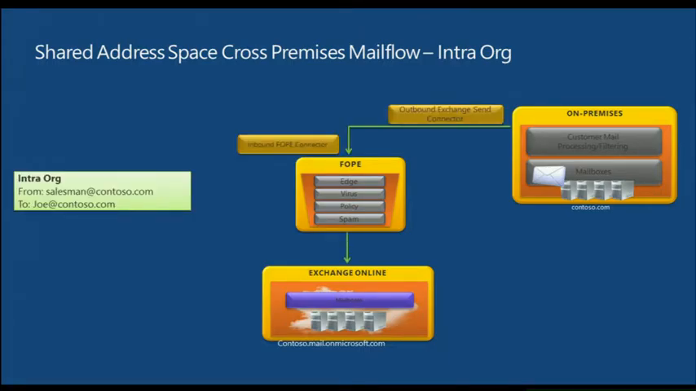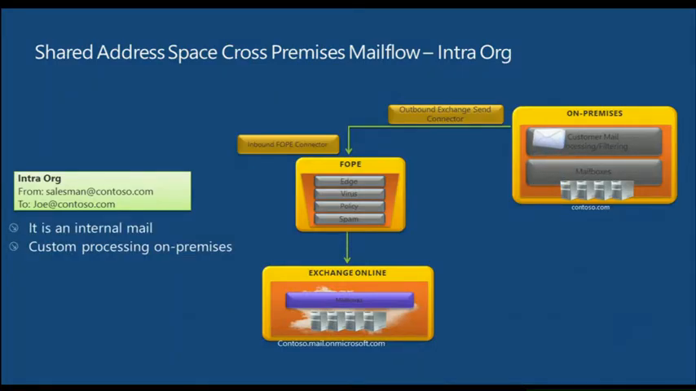So, again, send and outbound and inbound connectors. So the mail will come from the sales guy at contoso.com, and it's coming to Joe at contoso.com. And these guys are both in the same organization. So the mail flows, it goes through any of the processing it might need to do on premises, and then it's delivered to FOPI. And you can see that FOPI in this instance is basically grayed out, and that's because we're using that trusted connector.